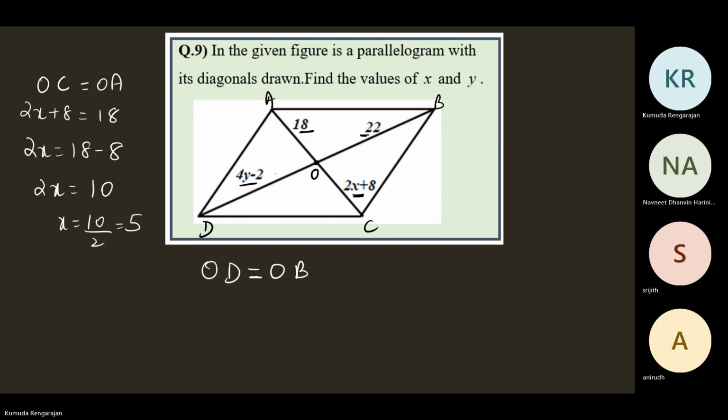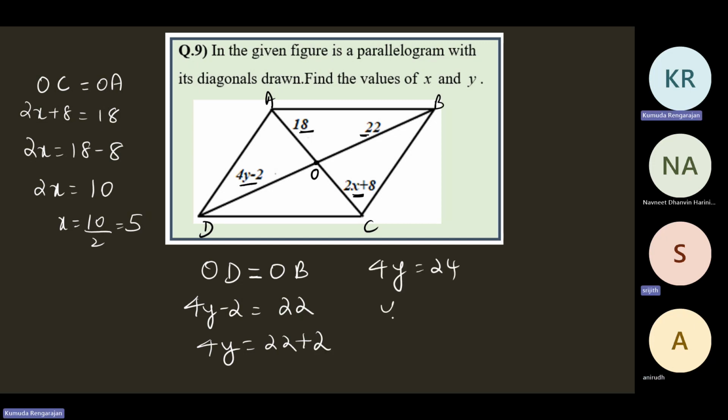Very good. So OD is equal to OB. Now what is OD? 4y minus 2 is equal to OB, 22. So now solve this equation. 4y is equal to 22, minus 2 will come to the other side as plus 2. So 4y is equal to 24. y is equal to 6. Correct.